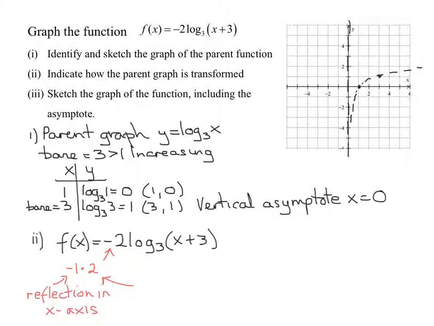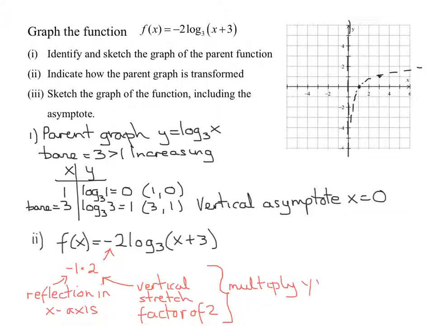And multiplying by a 2 outside is a vertical stretch by a factor of 2. Now the nice thing is both of those effects can be done in one step. It can be done by multiplying the y values by -2. That will accomplish the reflection in the x-axis and the vertical stretch by a factor of 2.